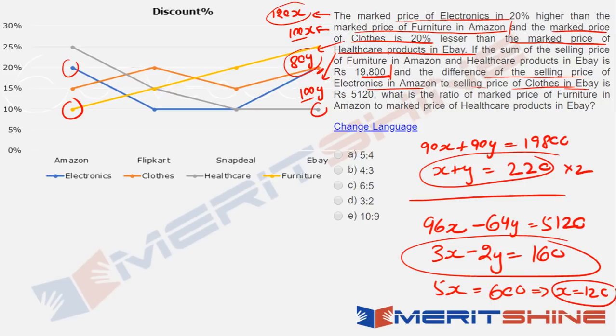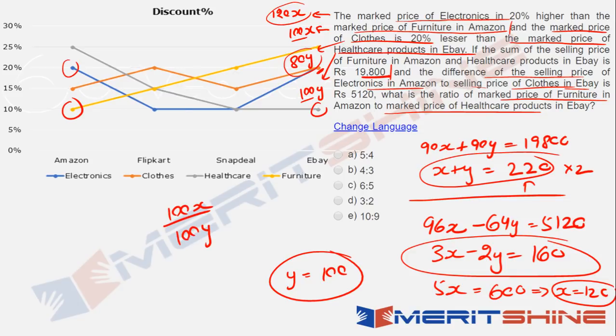If x is 120, from this one, what would be the value of y? y would be 100. What do you need to calculate? What is the ratio of mark price of furniture in Amazon to mark price of healthcare products in eBay? So x upon y is basically what it's asking, or 100x upon 100y, whatever way you want to put it. This is what he's asking. So that's x upon y, which would be 120 upon 100, and the answer would be option C, that is 6:5. Yeah, that is your answer.